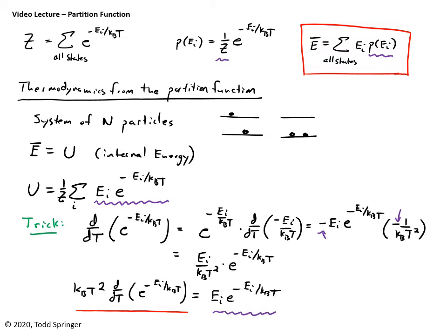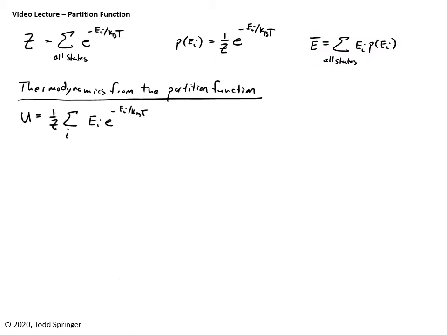On the next slide, I'll substitute in this purple thing here in this sum with the red thing. Okay, so let's go to the next slide and we'll finish that up. Okay, so this was our formula for the internal energy of the system. The sum here was over all states. And on the last slide, we showed that this could also be written in terms of a derivative. So let me substitute in that derivative. It looks like this: k_B T squared d by dT of e to the minus E_i over k_B T.